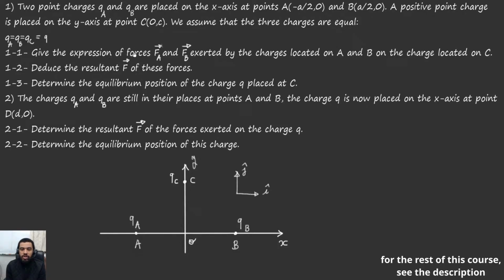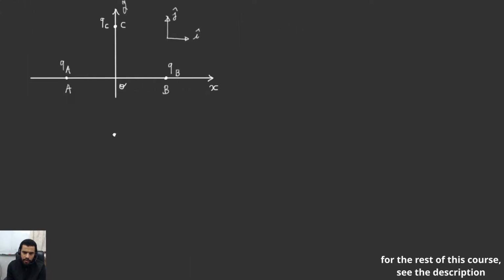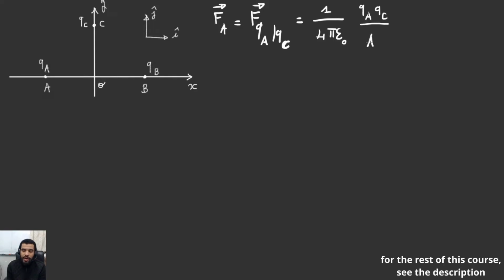Question 1.1: Give the expression of the forces FA and FB exerted by the charges located on A and B on the charge located on C. So if I want the force FA, the force FA is exactly the force due to charge QA on QC and equals, first we have our constant 1 over 4 pi epsilon 0, because here I have QA and QC, the force due to QA on QC, I have QA times QC over AC squared, the distance between QA and QC.